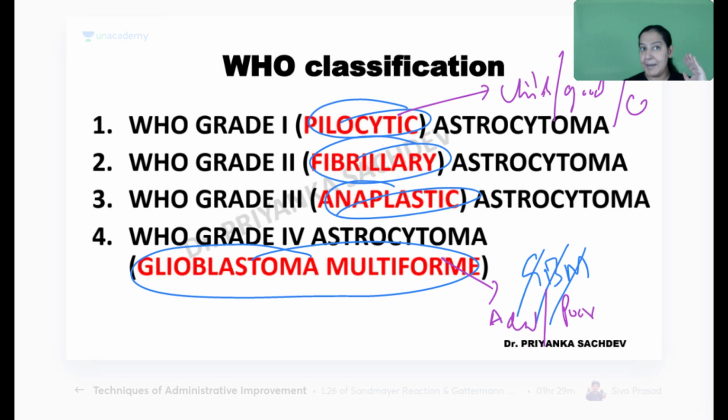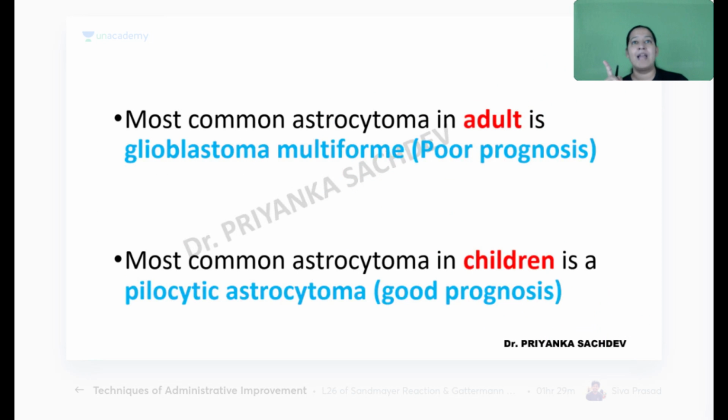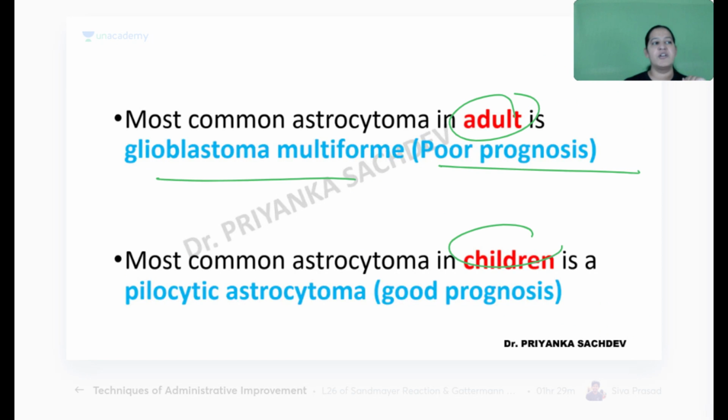Grade 1 occurs in the cerebellum. Grade 4 occurs in the cerebrum. Now you tell me which is fitting in our scenario. Our question: a 4-year-old child having a tumor in the cerebellum. The microscopy of all of them is different. I can show you the microscopy of all of them, but it will take time. So I'm teaching you microscopy only of the first one, which is typical pilocytic astrocytoma. In adults, there is GBM, which is poor prognosis. In children, it is pilocytic astrocytoma grade 1, which is good prognosis. This is grade 4, this is grade 1.